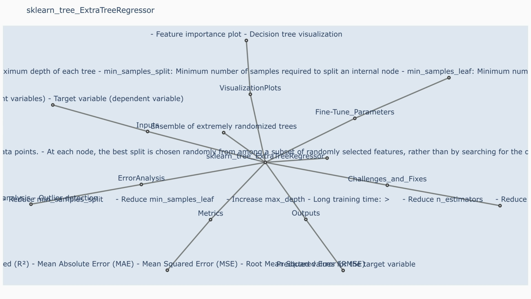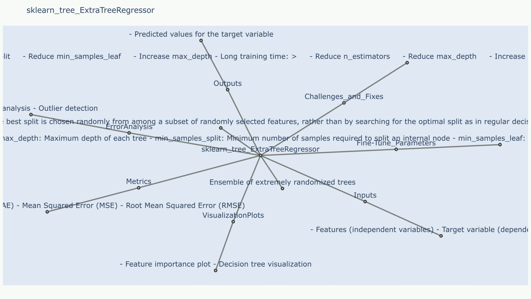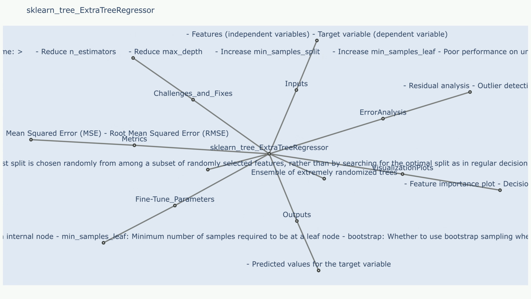sklearn.tree.ExtraTreeRegressor. Description. Extra Trees Regressor is an ensemble learning method that combines multiple decision trees to improve prediction accuracy and reduce overfitting. It utilizes the extremely randomized trees algorithm, which introduces randomness at both feature selection and threshold selection during tree construction. This approach leads to more diverse and robust trees, effectively mitigating the impact of noisy data or outliers.